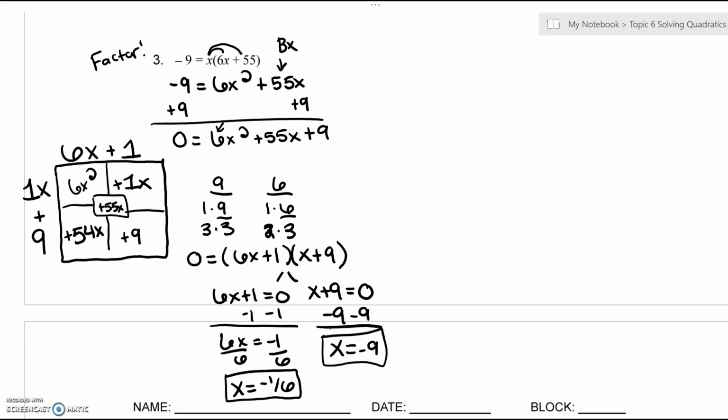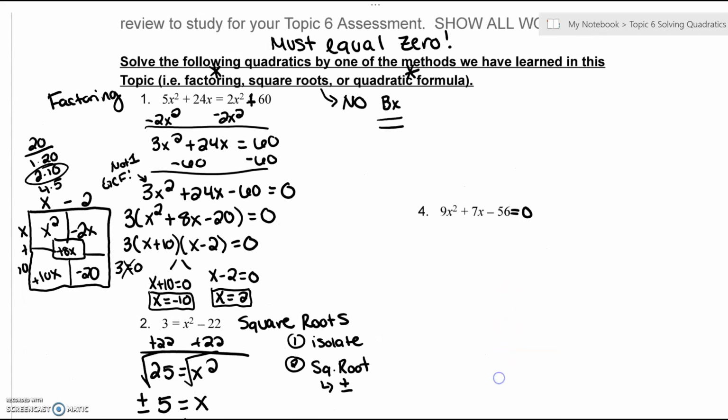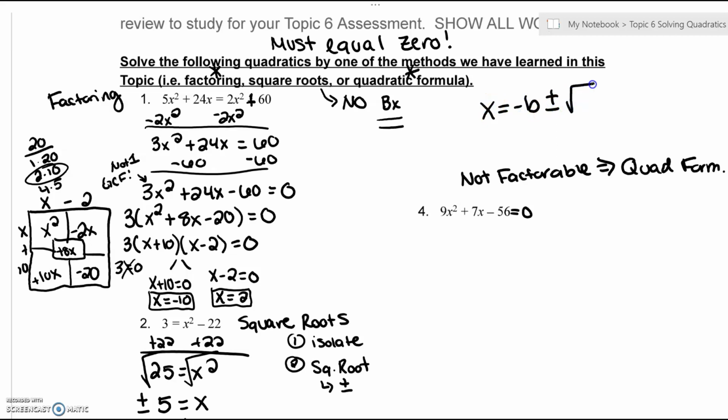Okay. Now I'm going to come back up, looking at number 4. So number 4, if you took some time here, and I saw several of you doing this yesterday in class, this one is not factorable. And when that happens, the only option you have is the quadratic formula. So remember, the quadratic formula, you have it on your paper, is x equals negative b plus or minus the square root of b squared minus 4ac, all over 2a.